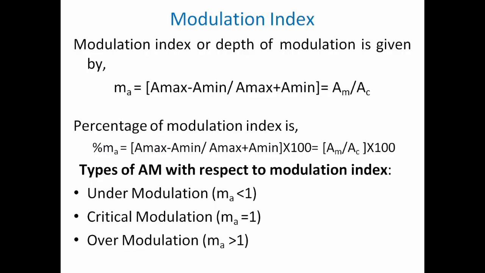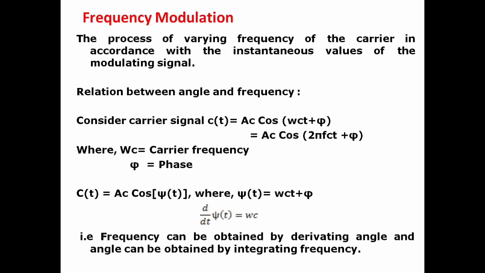There are three types of modulation index: first under modulation, then critical modulation, and over modulation. The condition for under modulation is that the modulation index value is less than 1. For critical modulation, the modulation index value is equal to 1. For over modulation, the modulation index value is greater than 1. That is amplitude modulation. Next is angle modulation.